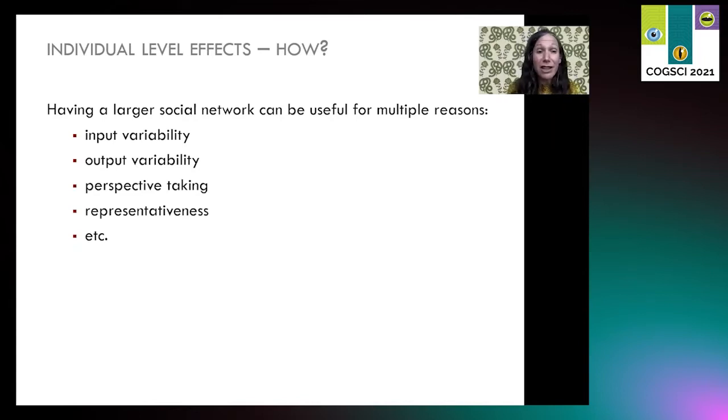Now, having a larger social network also means receiving more representative input about the community. Interacting with more people might also encourage people to take more perspective and therefore make them better at communication and so forth.